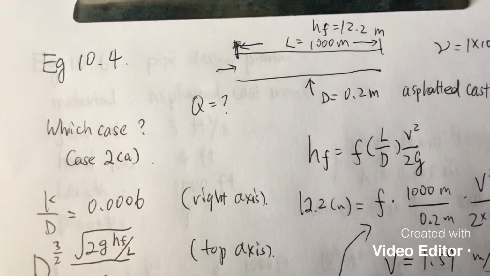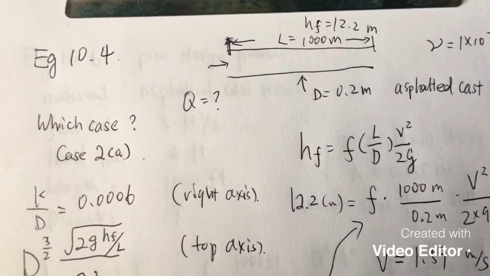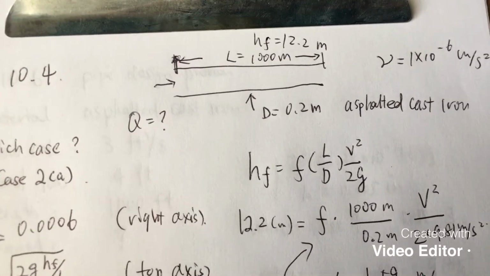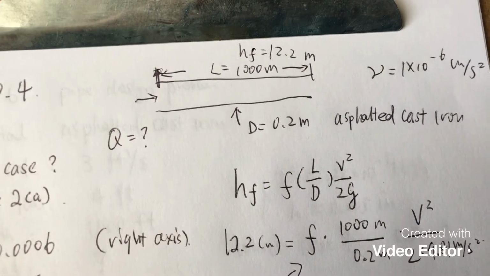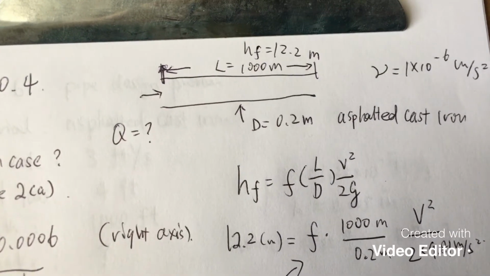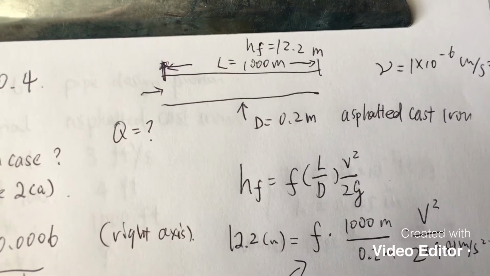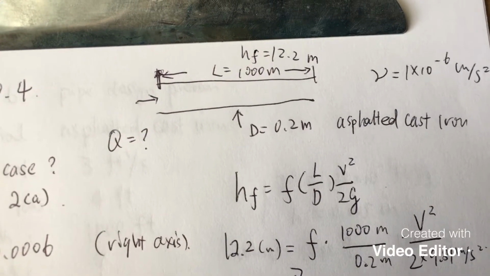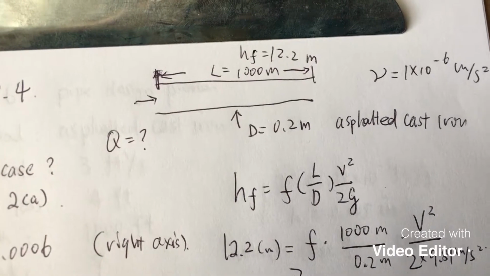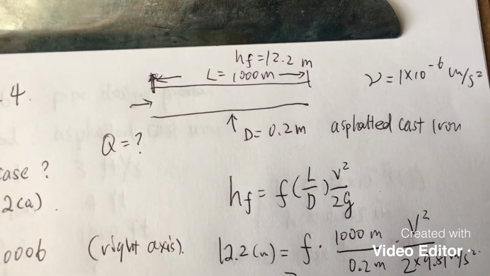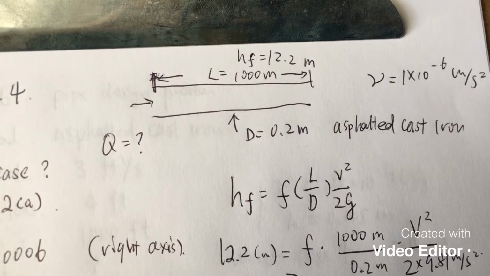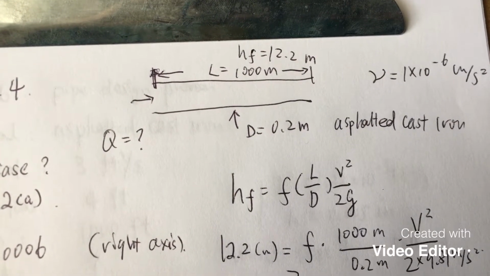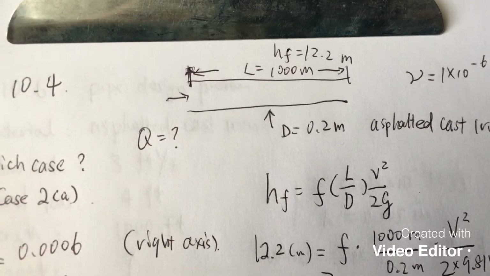Okay, let's look at the next example. Example 10.4. The problem is like this. This is also a pipe, 1,000 meter long, 0.2 meter diameter, and the total frictional head loss of this 1,000 meter pipe is 12.2 meter. Viscosity is the same as the previous problem, 1 by 10 to negative 6 meter square per second. What is the flow rate?